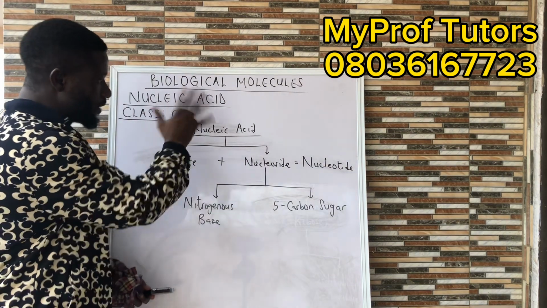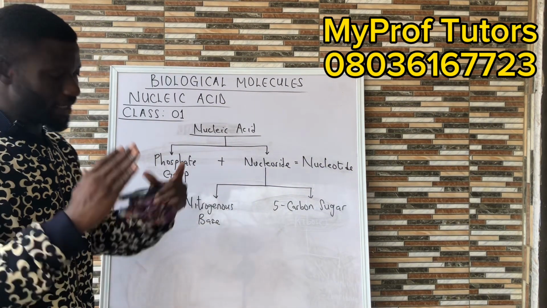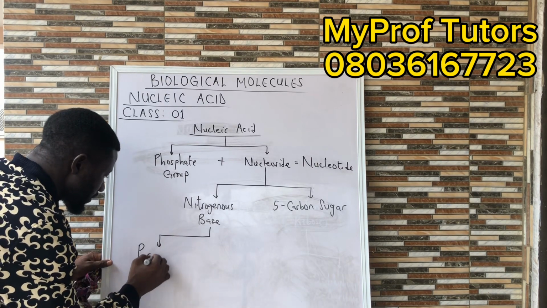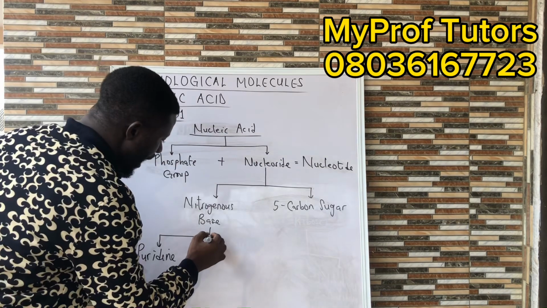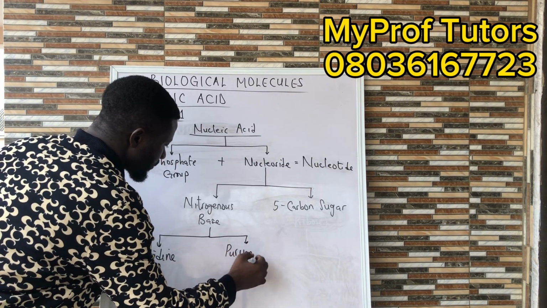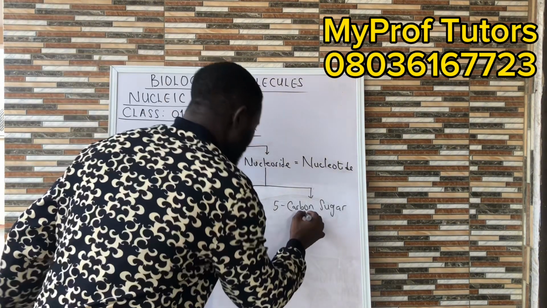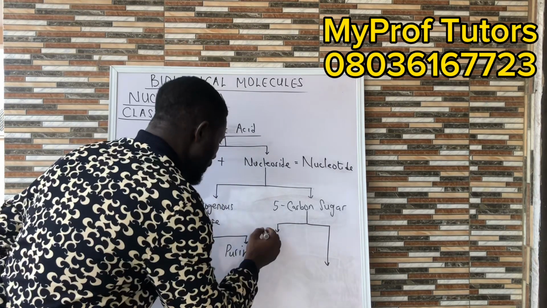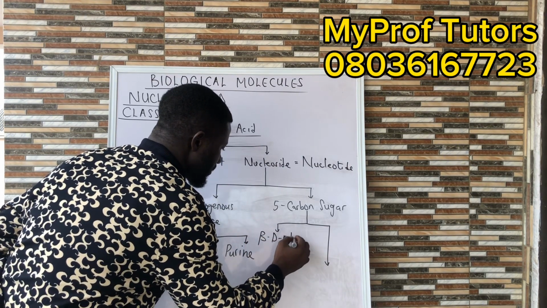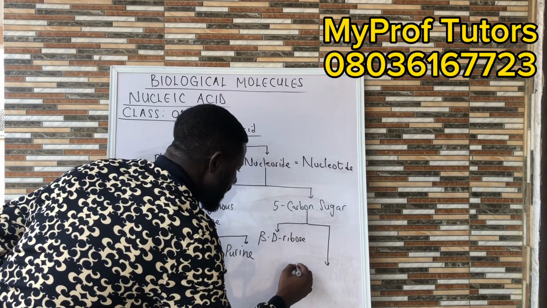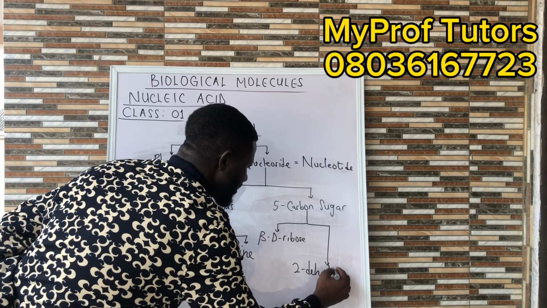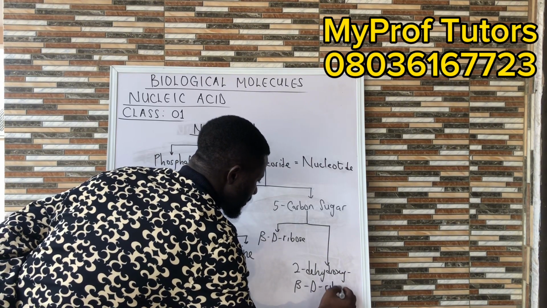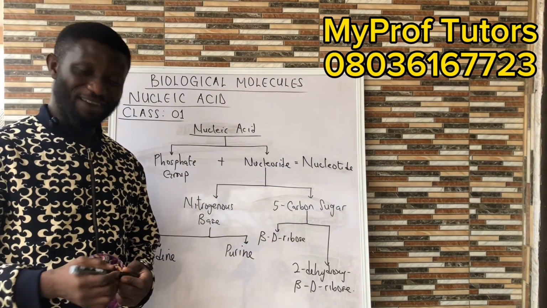For the purpose of this class, nitrogenous base is classified into two. One, we have the pyrimidine, and we have the purine. Then the 5-carbon sugar can also be classified into two. One, we have beta D-ribose, and the other one is 2-deoxy beta D-ribose. Hope you guys are following.